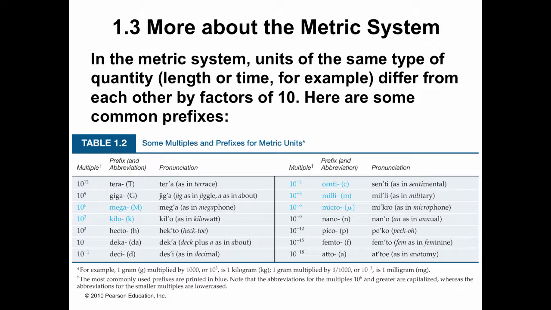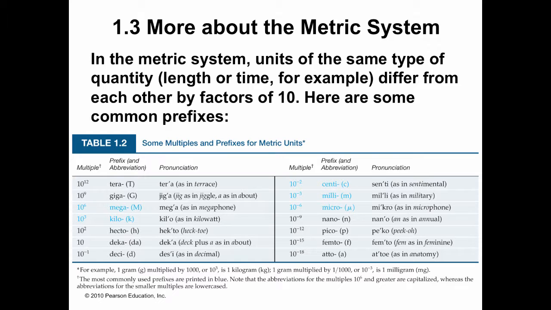Giga represents 10 to the 9th, 1 followed by 9 zeros. Mega really represents a million, but it's 10 to the 6th, or 1 followed by 6 zeros. Kilo is 10 to the 3rd. Hecto is 10 squared. Deca is just 10. Deci is 10 to the negative 1, which is really like a decimal. And then centi is 10 to the negative 2.